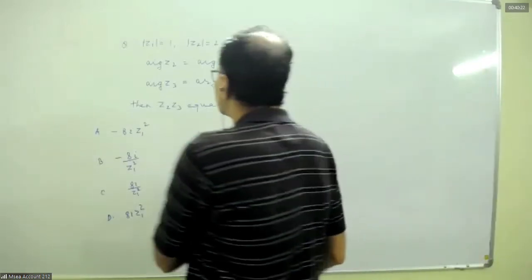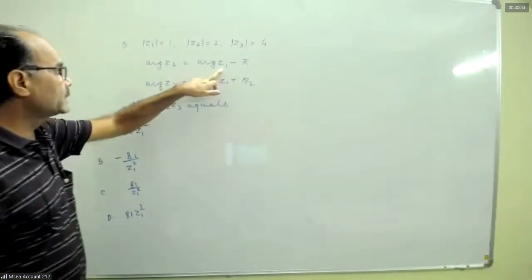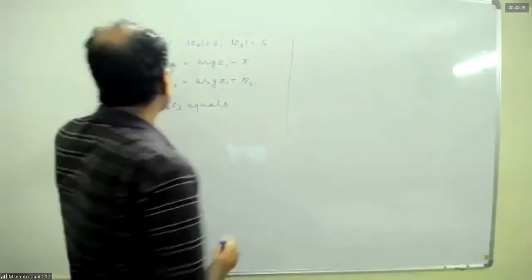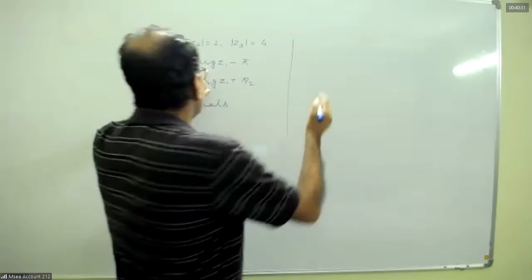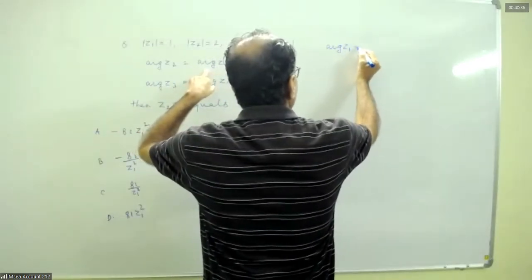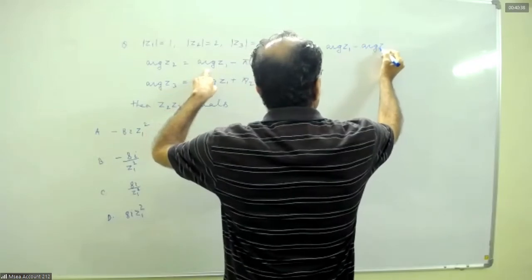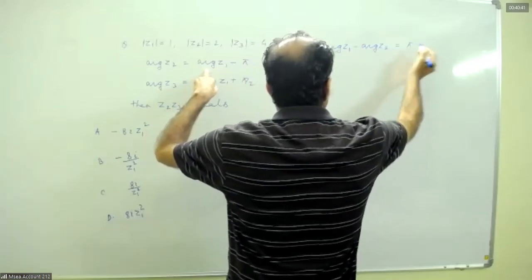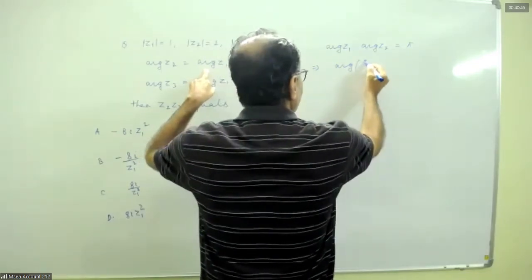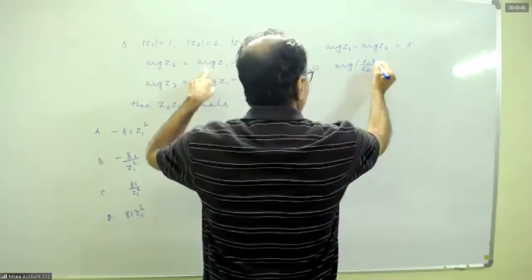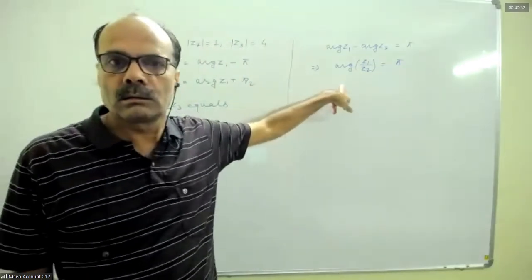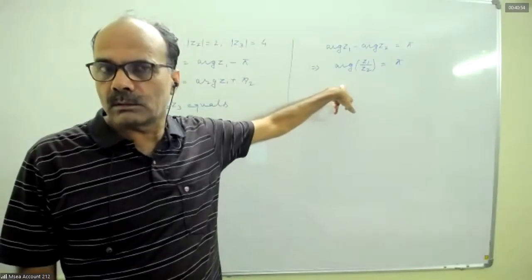Z1 is this. Now from here, moving it to this side, the magnitudes of all complex numbers are given. So argument of Z1 minus argument of Z2 equals pi. This implies argument of Z1 by Z2 is pi. Can I write it? Yesterday I told you. Yes, sir.